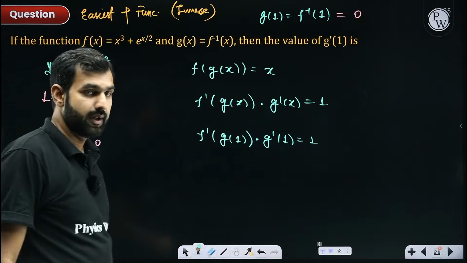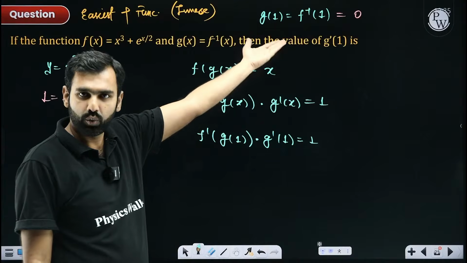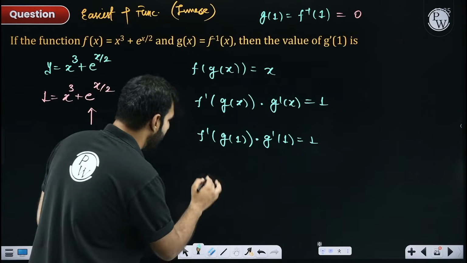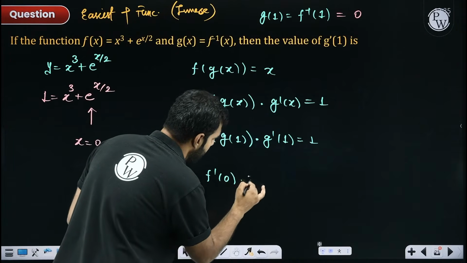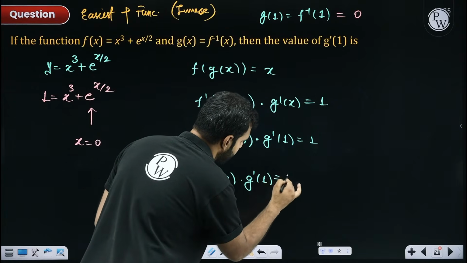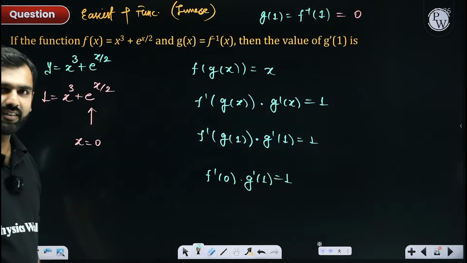Why is the job done? Because g of 1 is f inverse 1, which is 0. So I need to find f dash 0 times g dash 1 is 1. So I think my job is done. Let's work on f dash 0.